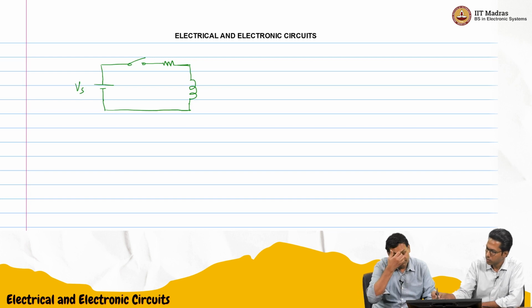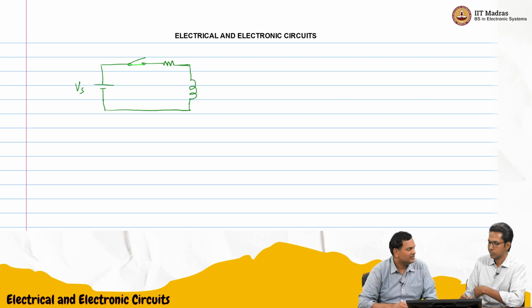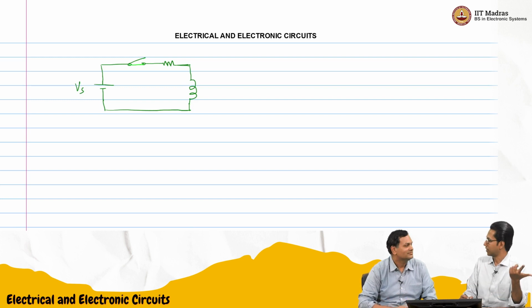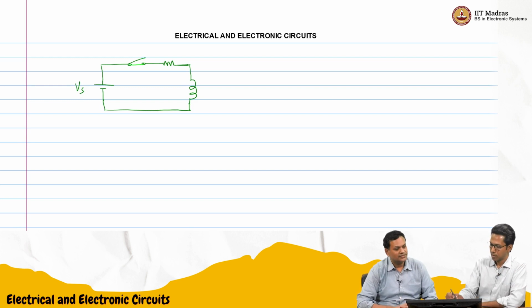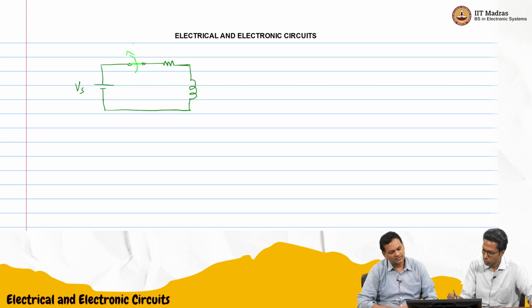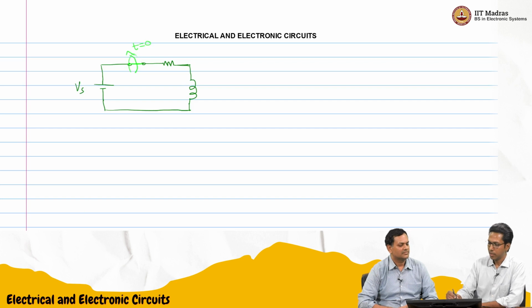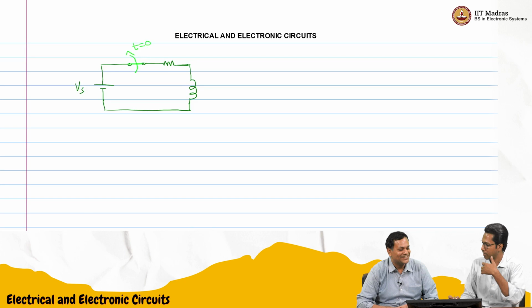So let's say this I closed. I was watching something else and then turned it off. Basically initially the switch was here. Let's say I turned off at t equal to 0. Then I saw some fumes coming from here, or at least some spark here.